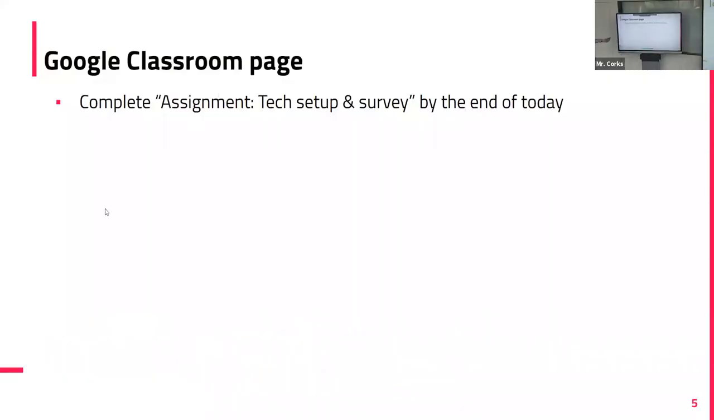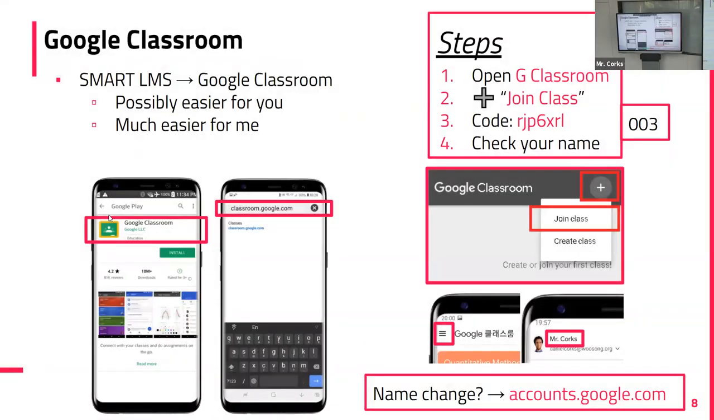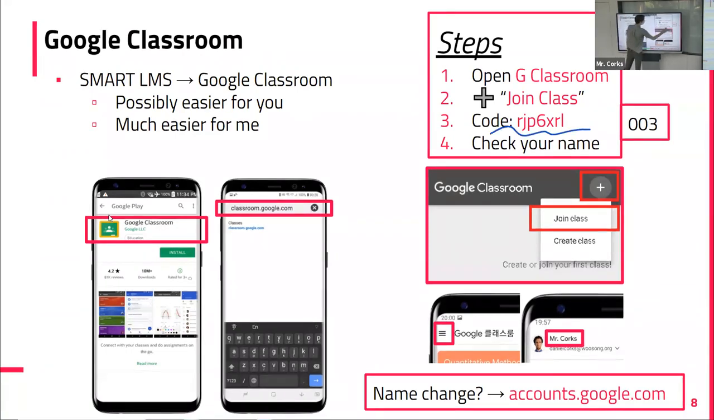So a little more course setup details, some administrative stuff. The assignment, the tech setup, and the survey, if you plan to attend online or in person, please have that done by the end of today. I think most people have done that, but still not everyone. Most people are on the classroom page, so just a few stragglers. If you haven't joined the Google Classroom page yet, this is the code here, or just look at the Smart LMS and there's a link right there at the top that I posted.